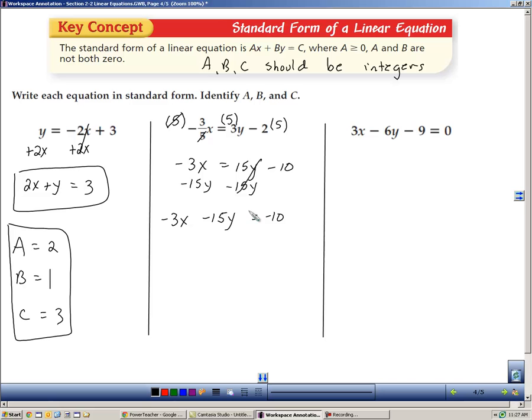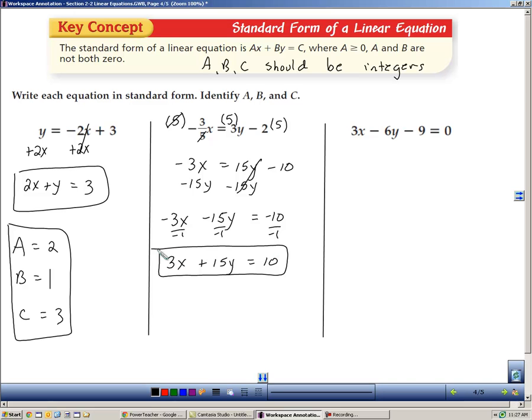Now this would be in standard form, except my a is not greater than 0. So I've got to divide by negative 1 or multiply everything by negative 1 because I want to change all the signs. I want this to be positive. So negative divided by a negative is a positive. Negative divided by a negative is also a positive. And here negative divided by a negative is another positive. So that's what it looks like in standard form.